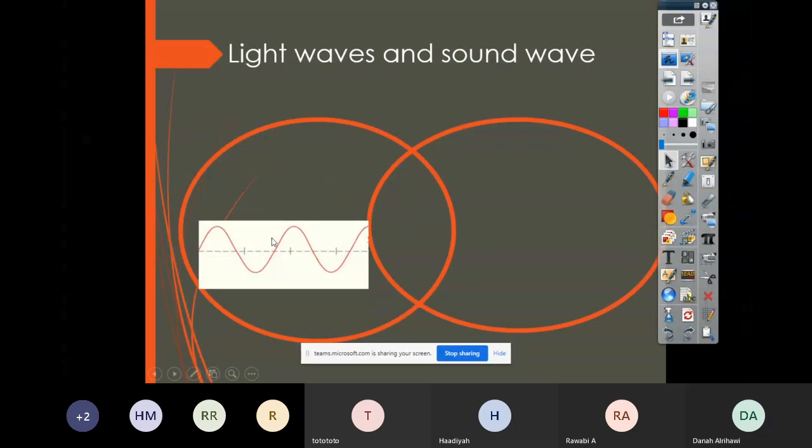Now, what do you think that? What do we call this one? Let me hear from Hadia. What is this? Yes, teacher. What did this picture represent? Sound wave. It's a wave, right? Yes. We know that we have two types of wave, longitudinal and transverse. Which kind of wave is this?